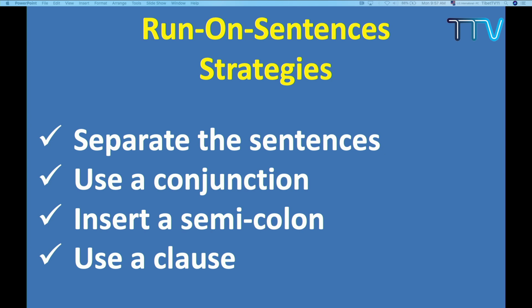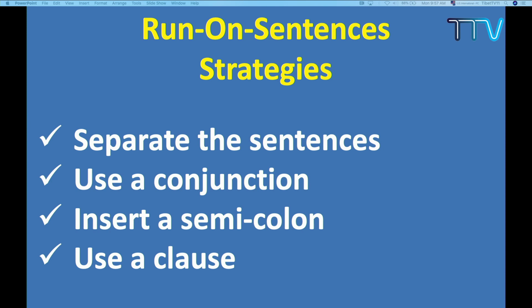You know what the main work of a conjunction is? The conjunction is to join two sentences. So let the conjunction work. And the third one is to insert a semicolon. You can use a semicolon because whenever you use a semicolon, the two sentences should be totally independent.